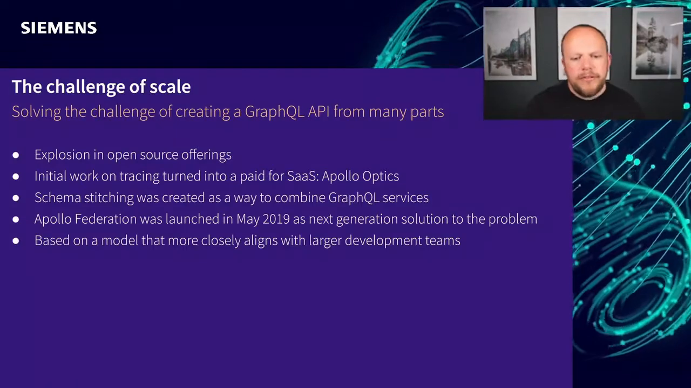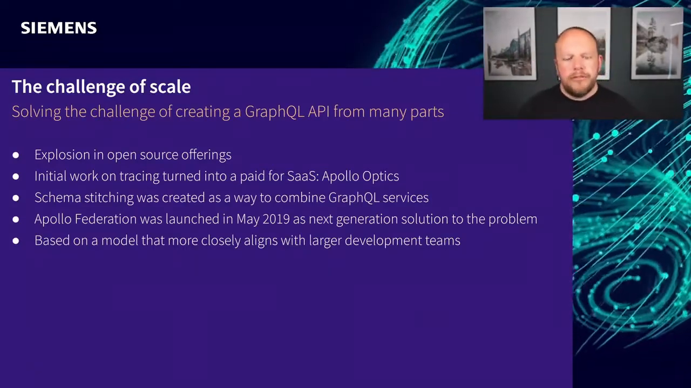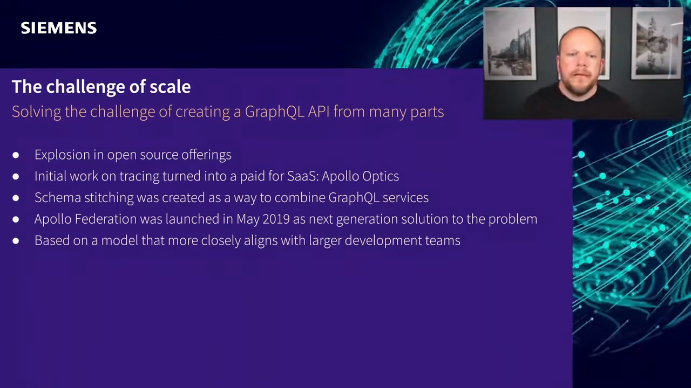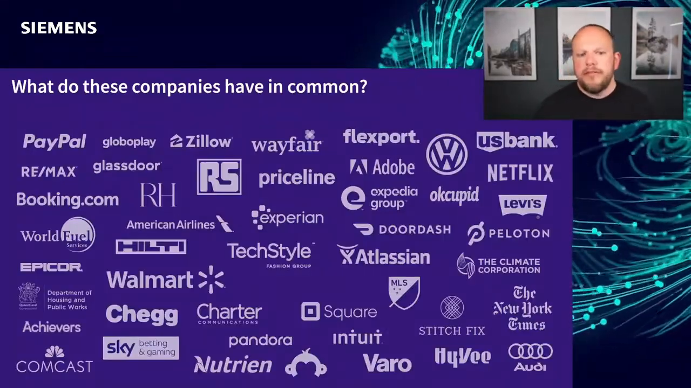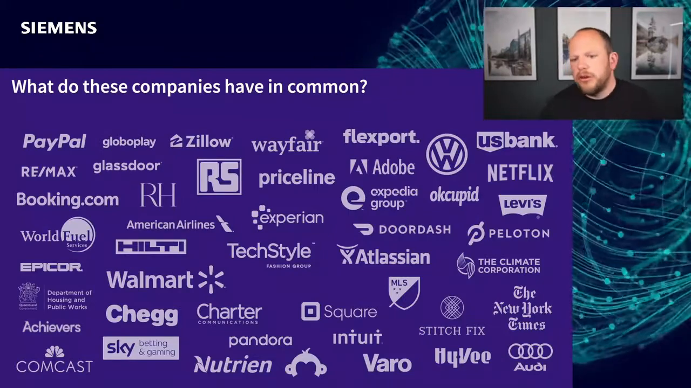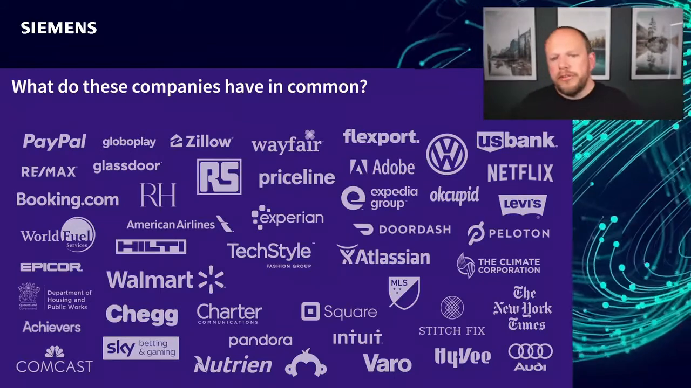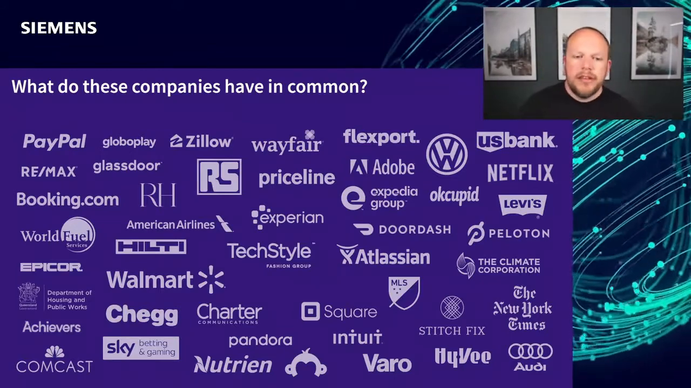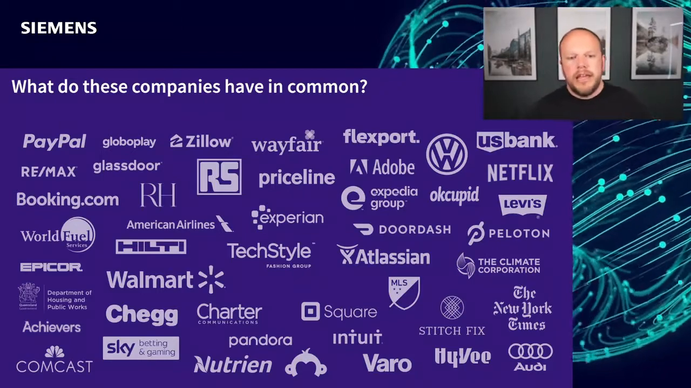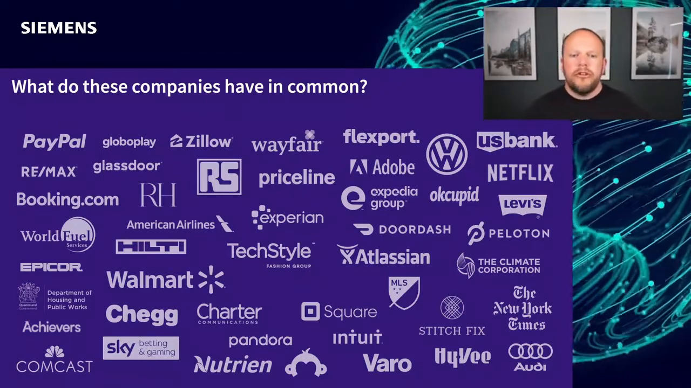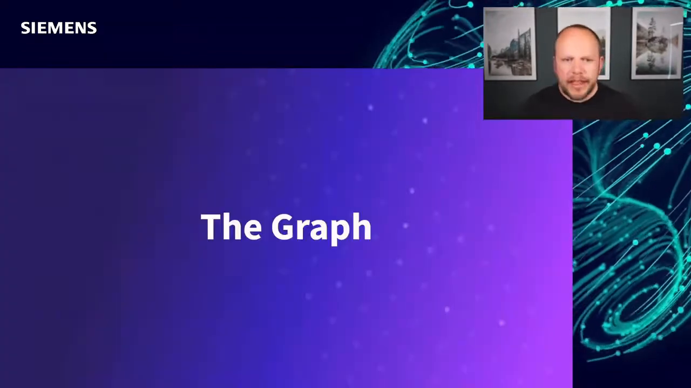But before we dig into Federation in more detail, I think it's important that we understand the problem that GraphQL and Federation is trying to solve. On screen, you'll see some of the world's most well-known brands: Netflix, Adobe, PayPal, Booking.com, Walmart, Audi, and even my previous employer, RS & Components. From retail to fintech, media to travel, nearly every vertical is represented, each with its own history, challenges, and competition, and yet they all share something. What is it? Well, that's the graph.